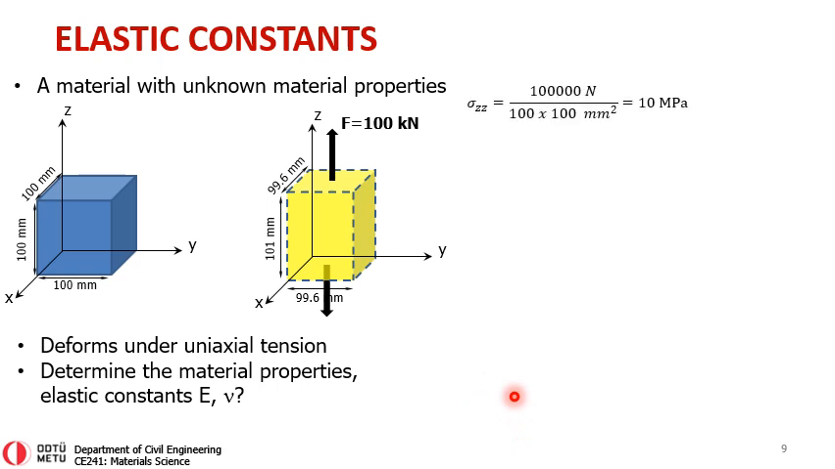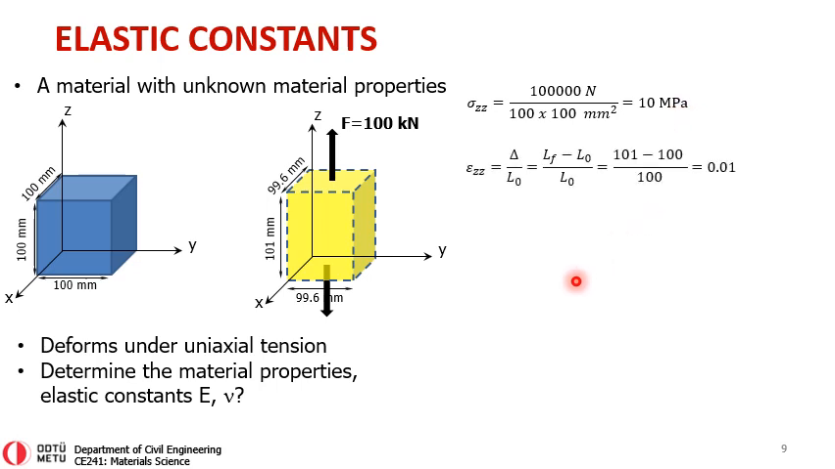First of all, let's calculate the stress. In this case, the stress is applied on this plane, which is a z plane, and it is acting along the z direction, so it's called sigma zz. So what's the force? 100 kilonewtons, I can write it as 100,000 newtons, divided by 100 times 100. So this is the cross-sectional area. I'm dividing by the original cross-sectional area. If you were to conduct this, you will get 10 megapascals. Note that dividing newtons by square millimeters will directly yield megapascals.